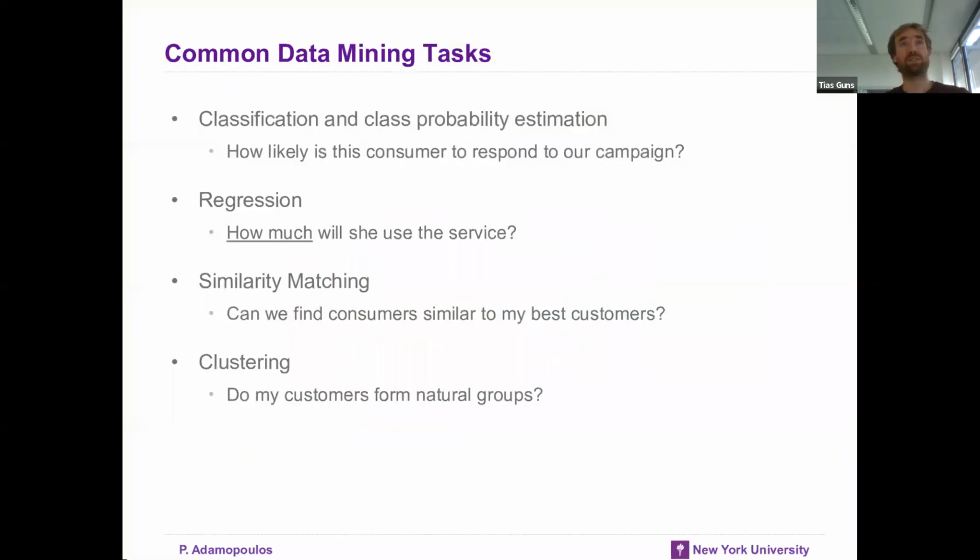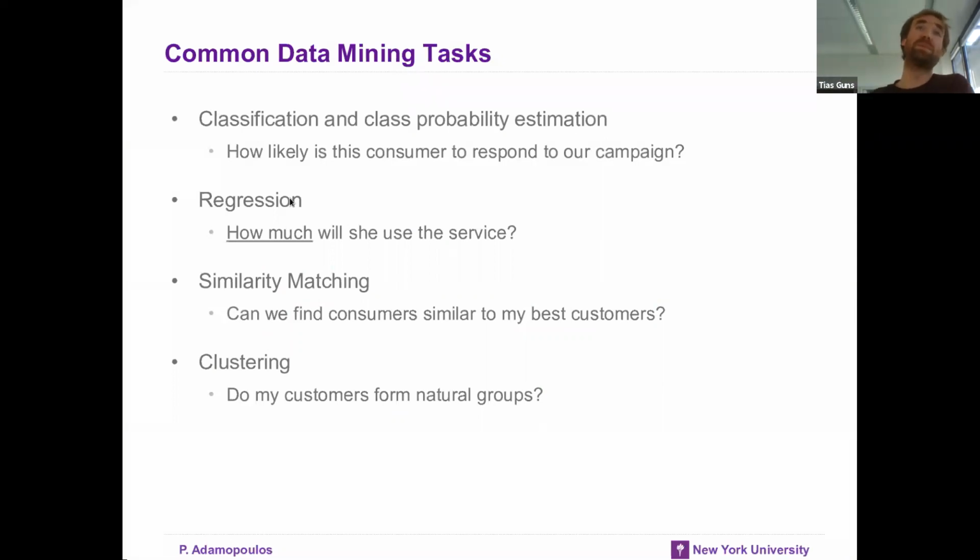All right, so it says here common data mining tasks, but you can use it interchangeably with data science. So what are the common tasks in data science? The most typical task is that of classification or class probability estimation, which answers the question of how likely is a consumer, for example, to respond to our campaign.